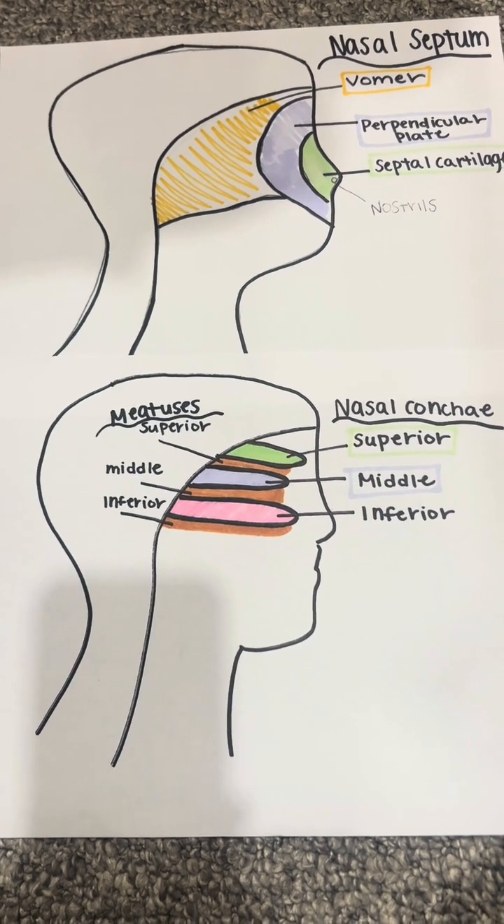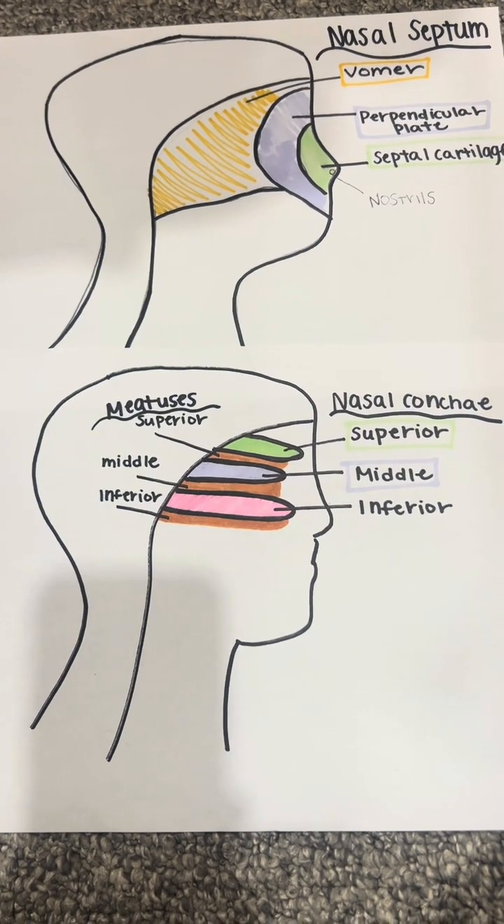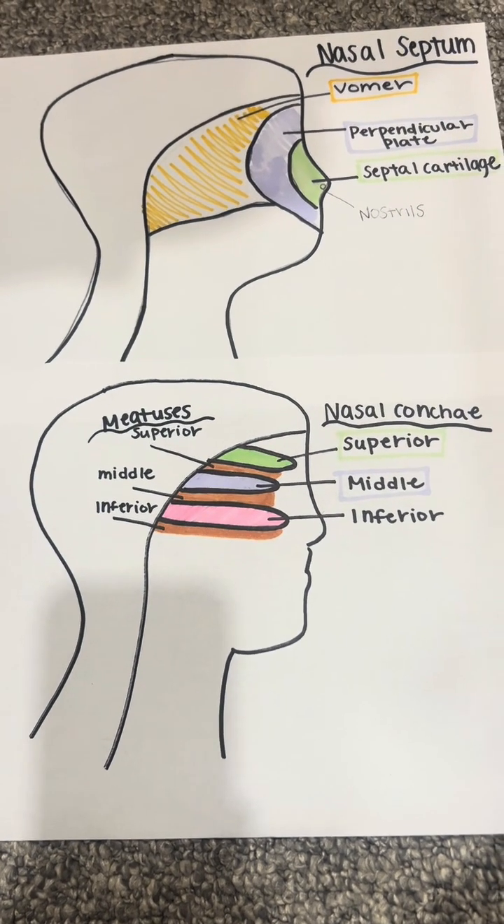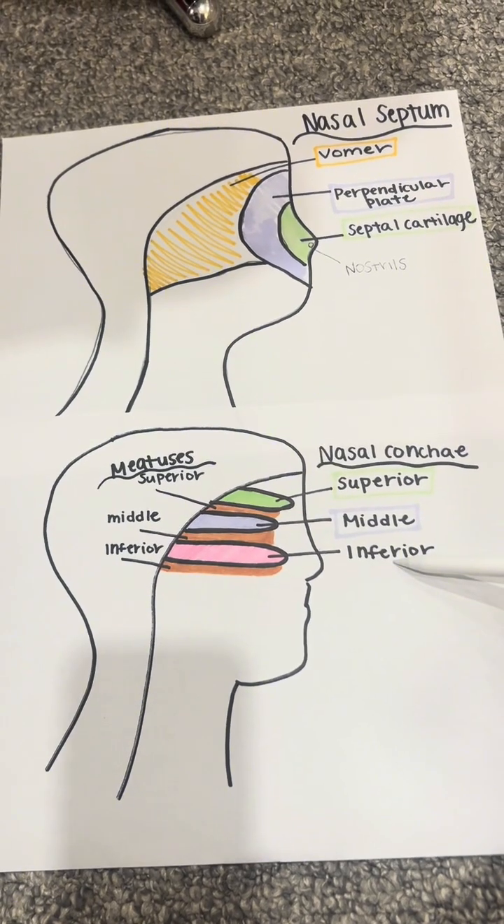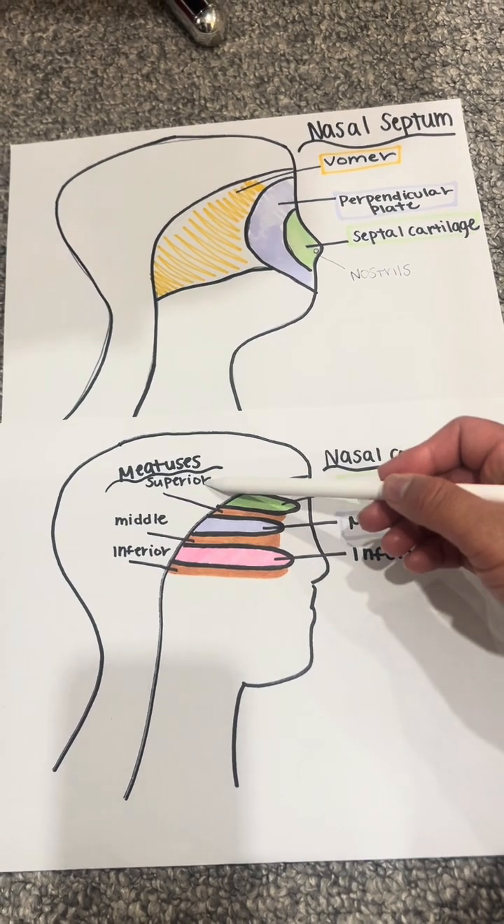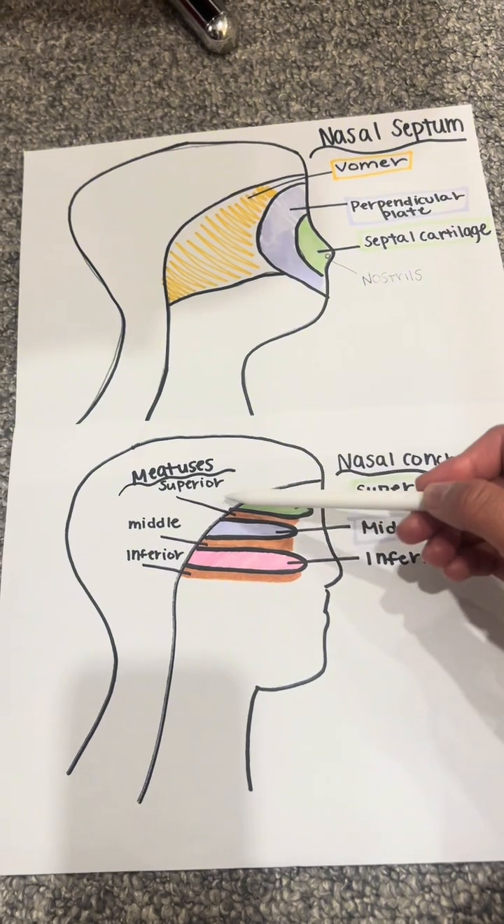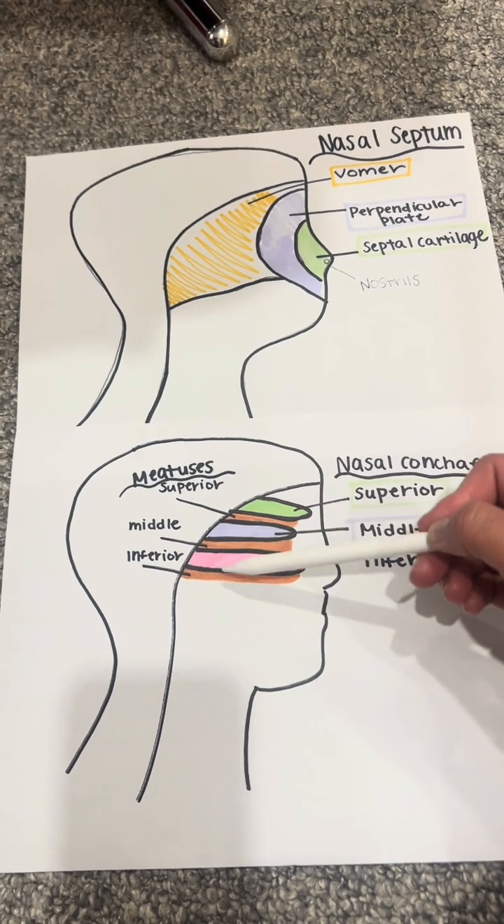The nasal cavity is lined with mucous membranes that contain pseudostratified columnar epithelium and cilia. So here we have the superior, middle, and inferior nasal conchae. And then we have the meatuses here, which are in between them: superior, middle, and inferior.